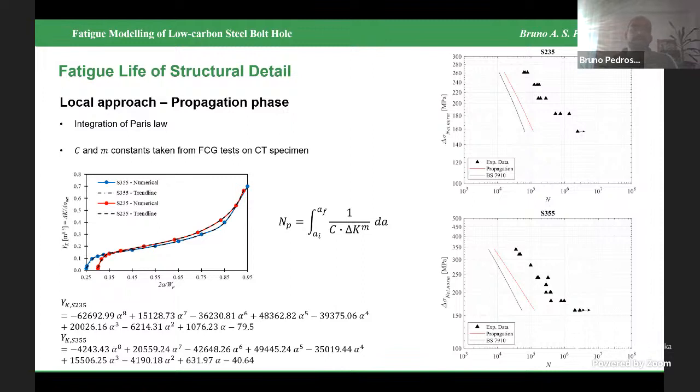So the number of cycles for the crack propagation phase was then computed by integration of the Paris law, considering the C and M constants obtained from the fatigue crack growth tests on the CT specimens, with the stress ratio closer to 0.1. On the right, we can see that the crack propagation phase is far from the total number of cycles in both materials, showing that propagation is not dominant.